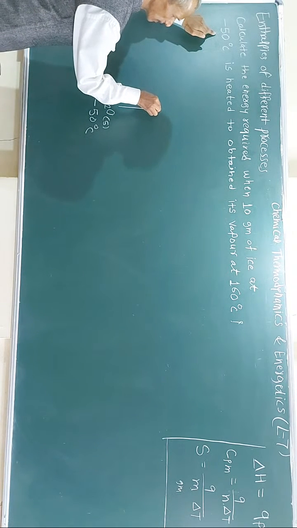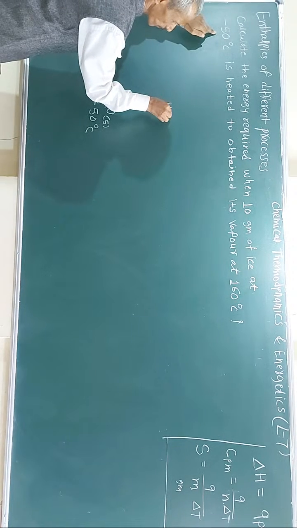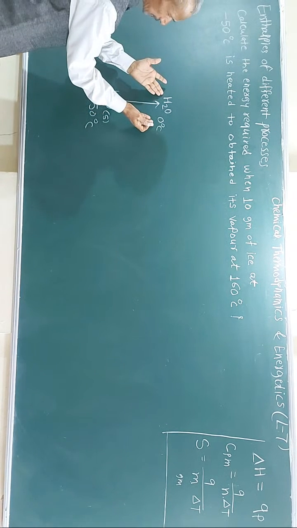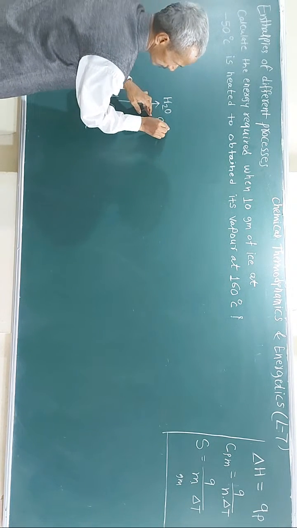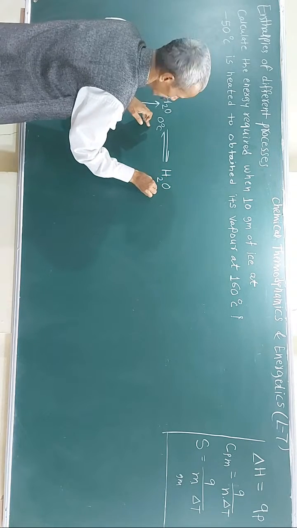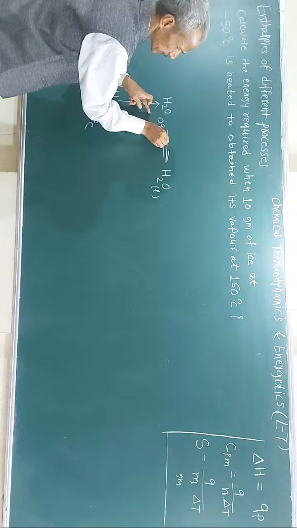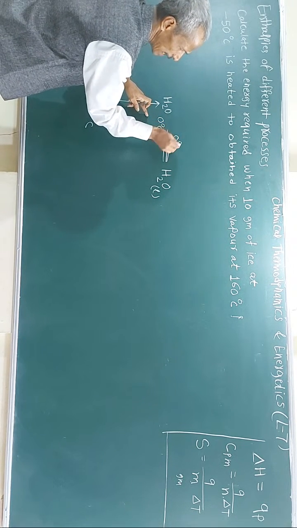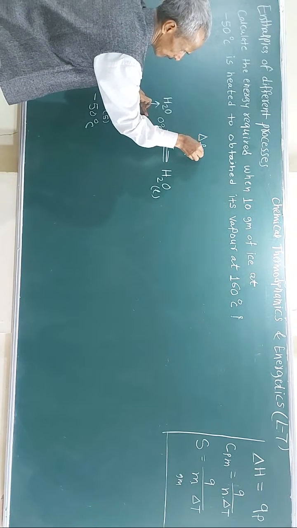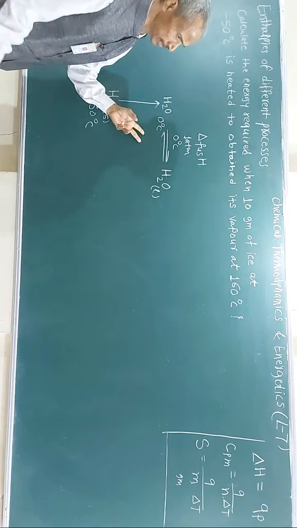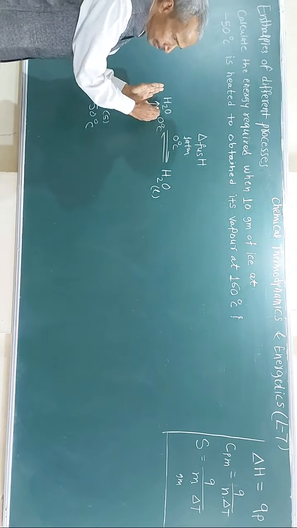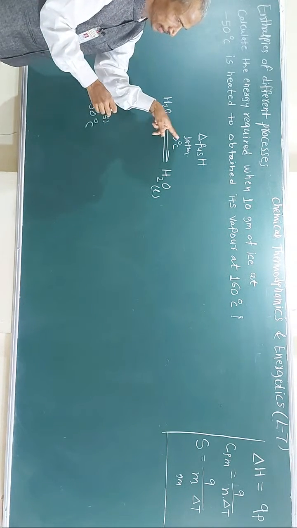If it is heated, one can first obtain H2O at 0 degrees Celsius. From minus 50 degrees Celsius to 0 degrees Celsius, heating is given. Then at 0 degrees Celsius, there will be an equilibrium between solid and liquid H2O. This process is taking place at 0 degrees Celsius and 1 atm pressure. This is nothing but the fusion, the enthalpy of fusion. The temperature remains constant at 0 degrees Celsius until all the ice is melted.